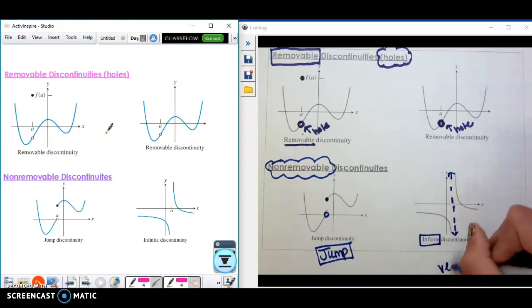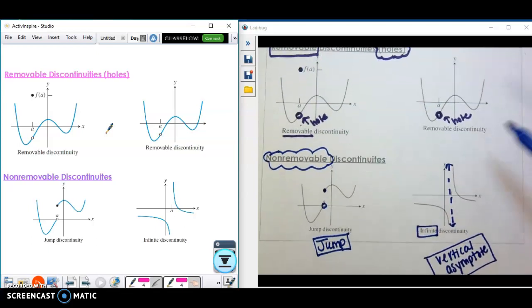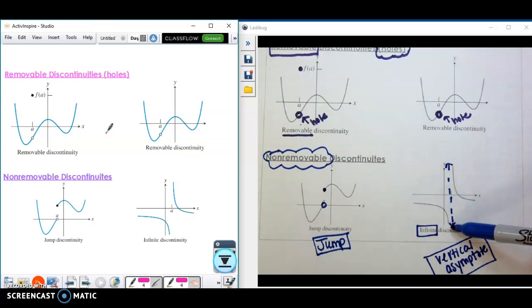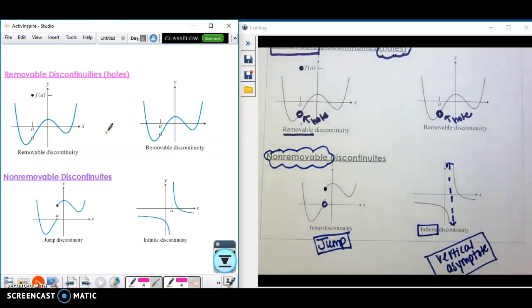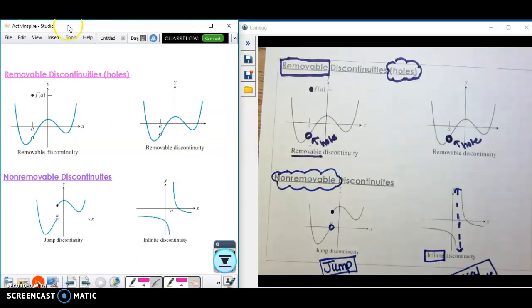So anytime you have a vertical asymptote, that also makes the graph not continuous, and it's going to be a non-removable discontinuity. Because if you run your finger across here, the graph stops and then it picks back up here, so it's not continuous. For something to be continuous, the graph has to keep going. There can't be holes, there can't be jumps, there can't be asymptotes. A removable discontinuity is where we have holes. Non-removable can either be a jump or these vertical asymptotes. All right.